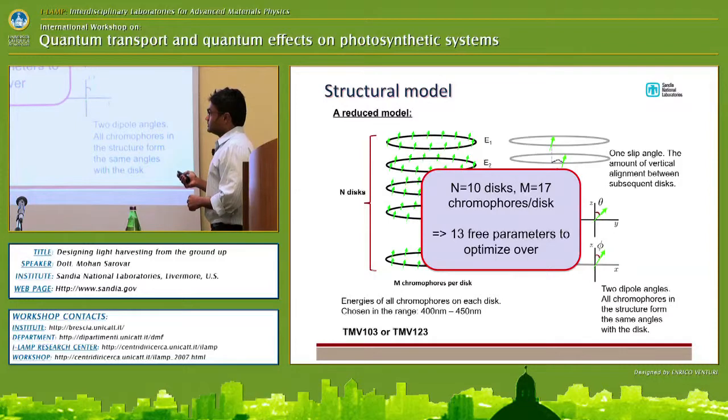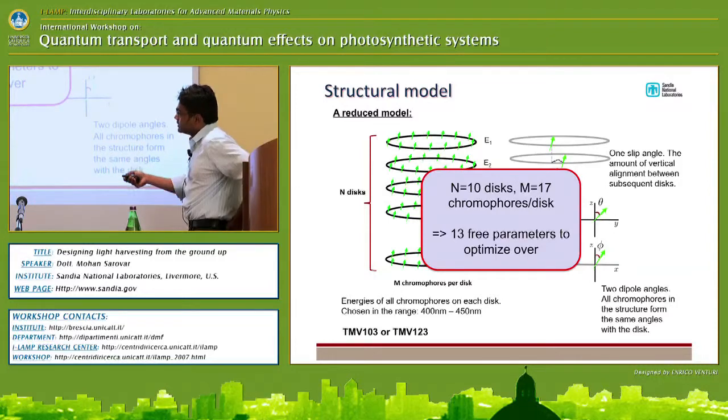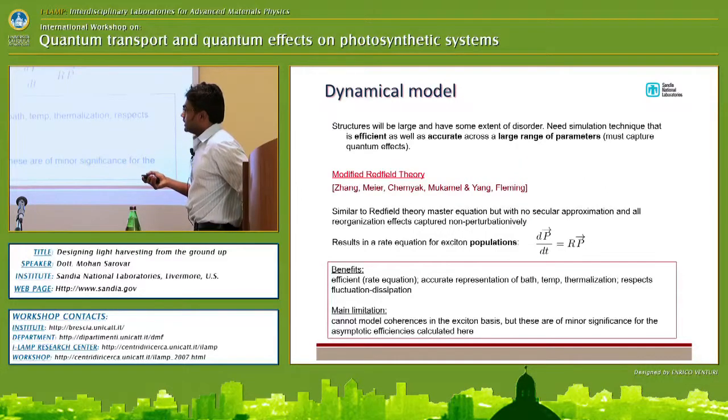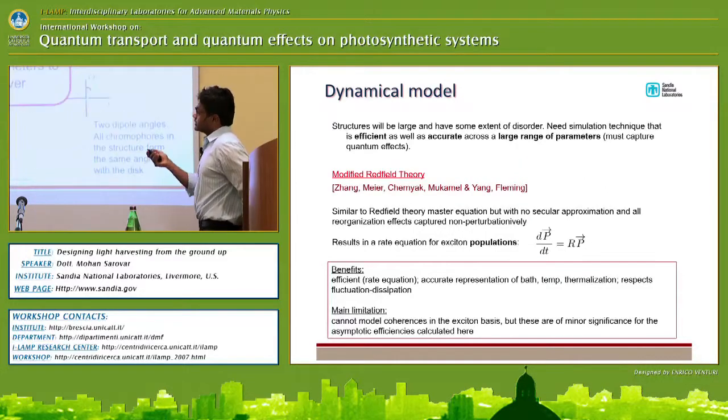So that's 13 free parameters to optimize over, because you have 10 disks, so the energies on each one of these disks, and the 3 angles that define the actual orientation of the dipoles. And so you want to optimize over this fairly large parameter landscape. And okay, that's the structural model.